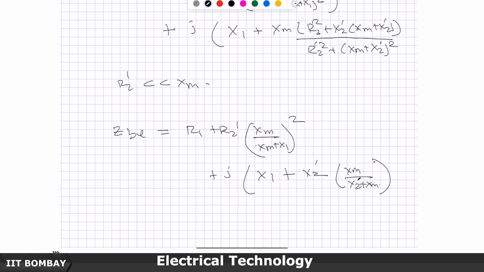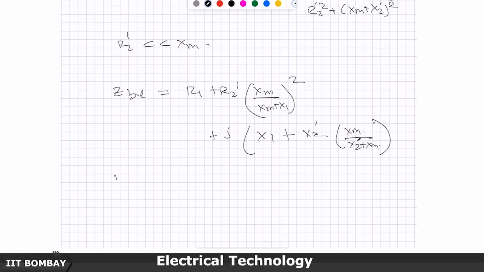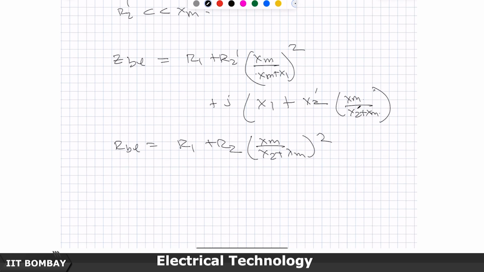So, I have basically now come to this conclusion that RBL is R1 plus R2 dash Xm divided by (X2 dash plus Xm) whole square, and RBL is known to me, and the XBL brought to the rated frequency is X1 plus X2 dash Xm divided by X2 dash plus Xm.